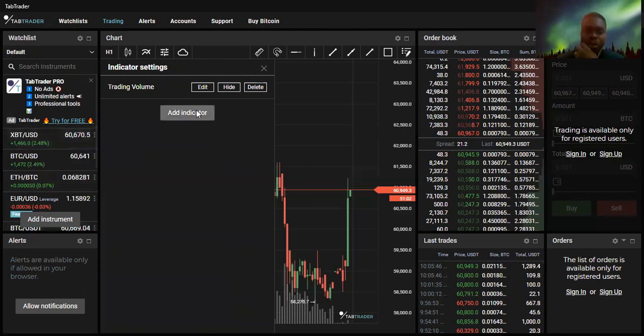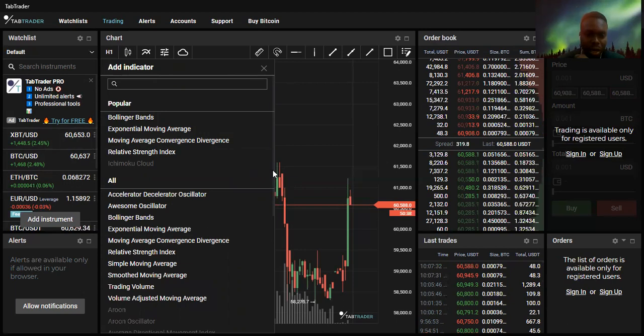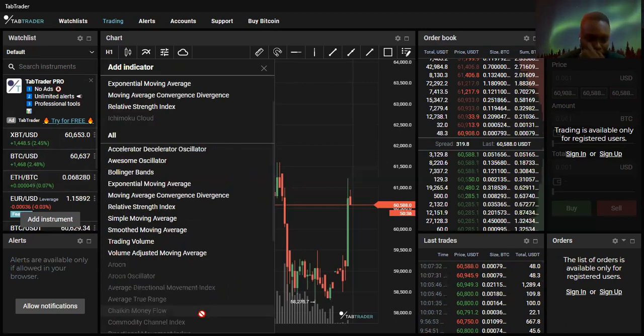So we need to add indicators. We are going to add just one indicator with several parameters. I'm going to use a moving average. Either we use moving average convergence, or exponential moving average, EMA, or we just use a simple moving average. Here we can see moving average, simple moving SMA, but let's just use EMA, exponential moving average.